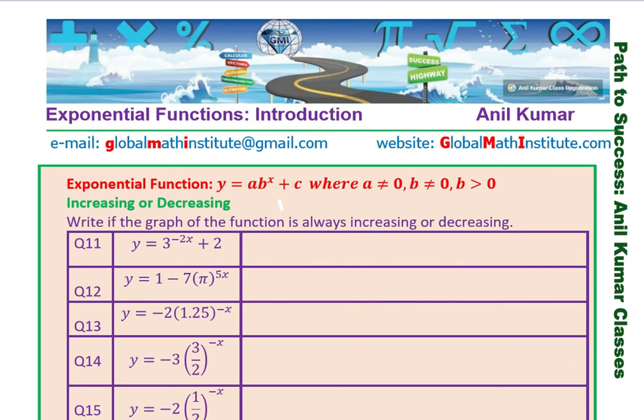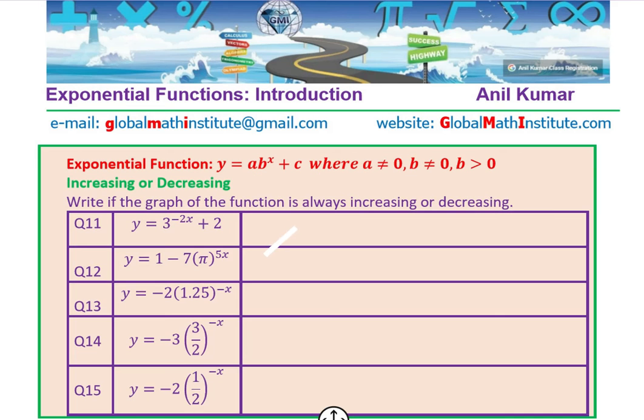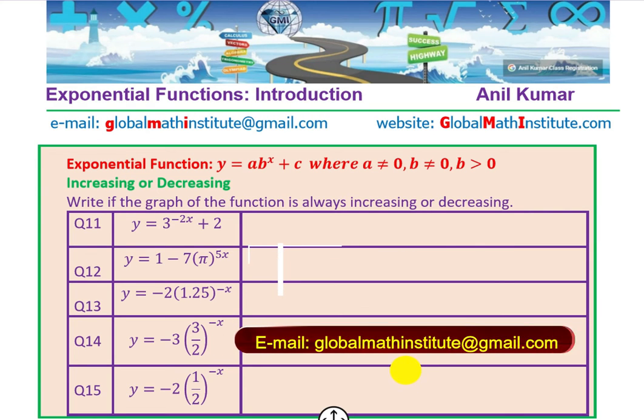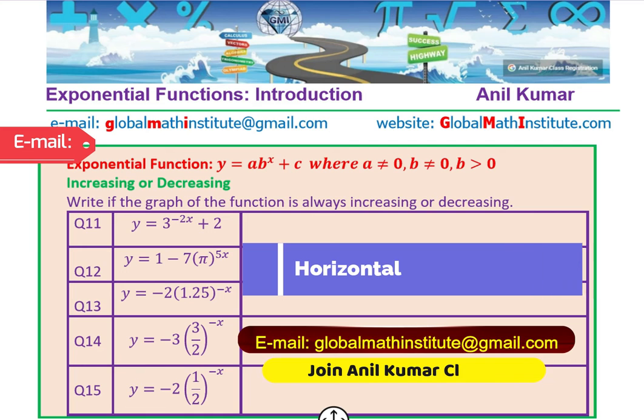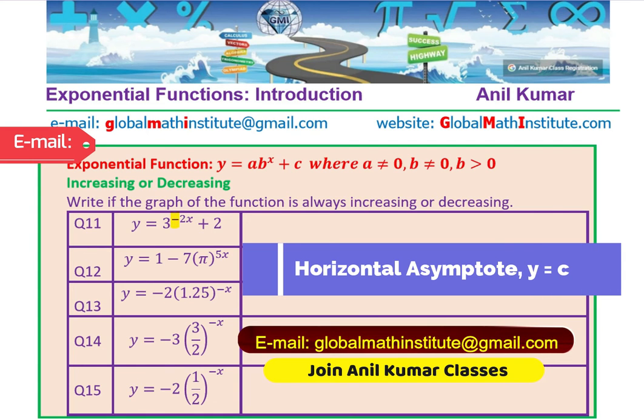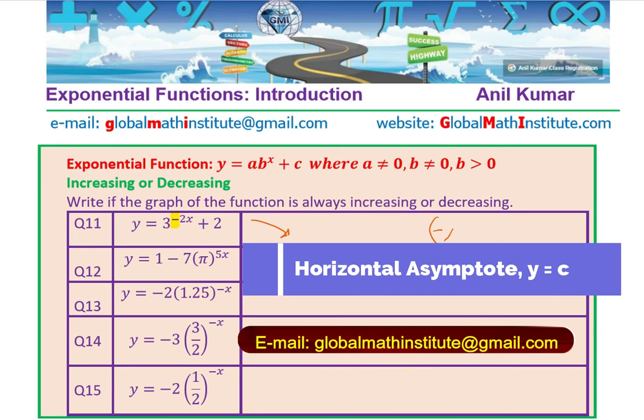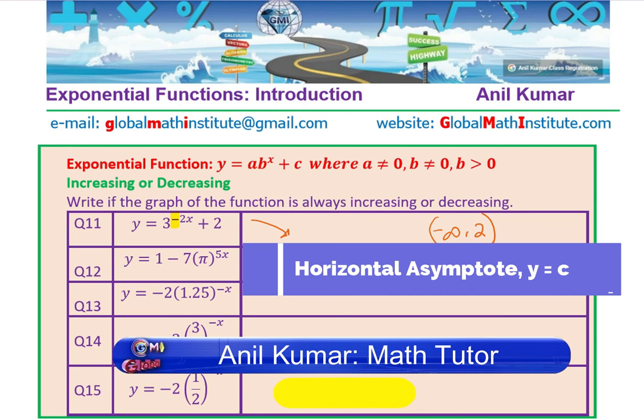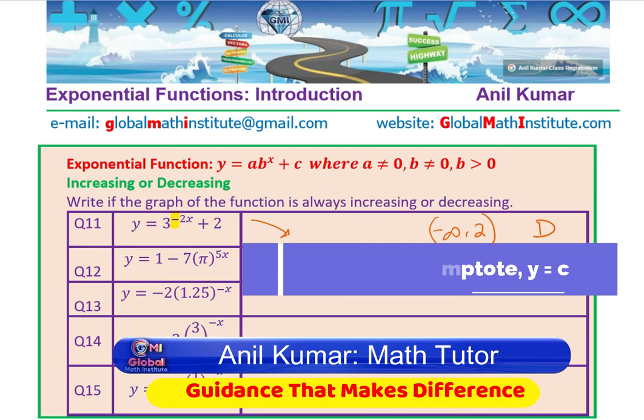Now, here is the set of five more questions for you. I'd like you to now pause the video. You've understood all the strategies, so try to answer them along with me. Note 11, 3 to the power of minus 2x plus 2, right? So that minus makes it 1 over 3, and therefore this has to be decreasing, and decreasing from 2, right? So what I'm trying to say, it goes to minus infinity and comes up to 2, right? That is what it means, right?